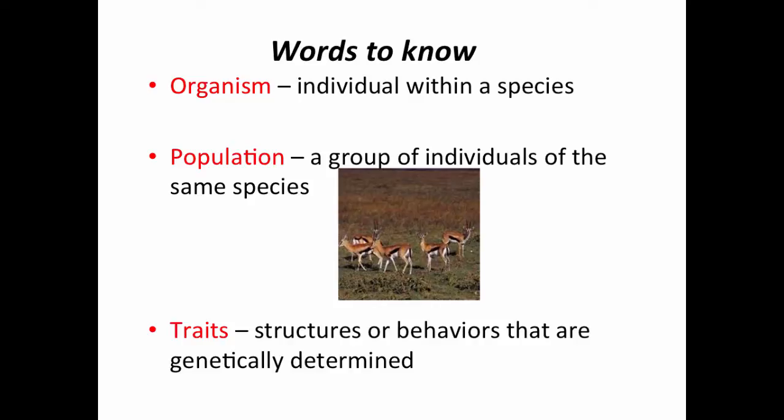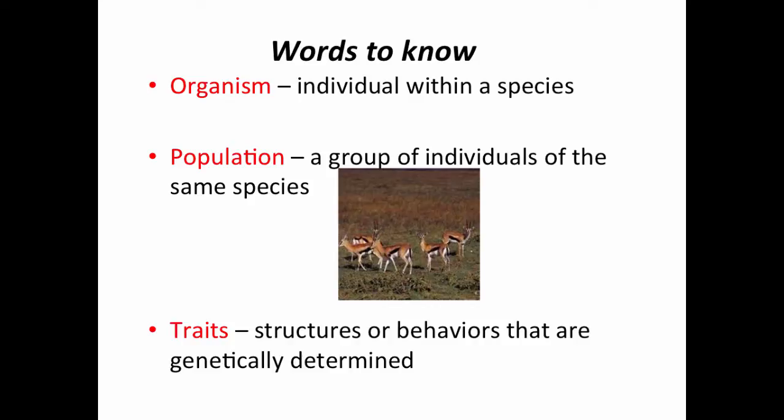Okay, so let's go over some words to know. These are vocabulary words that you're going to need to know. An organism is an individual within a species. You are an organism. A dog is an organism. A cat is an organism. When you take a bunch of the same organisms and put them together, that is called a population. So you can have a population of humans, a population of deer, that kind of stuff.